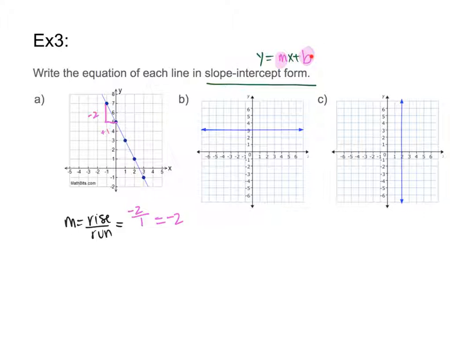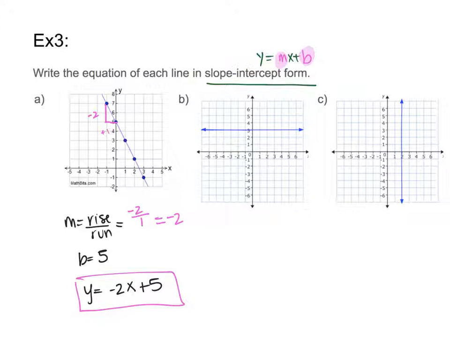Now I need to find b, but b is your y-intercept, so notice how this equation hits it at 5. So our b here is 5. That means our equation is going to be y = -2x + 5, where this 5 is our y-intercept and -2 tells us our slope.